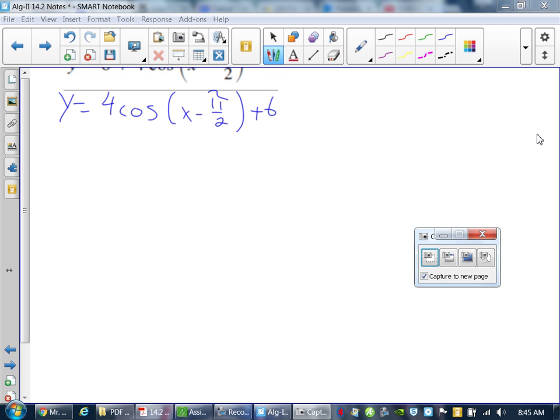As you start putting it together, always go by labeling A, B, H, and K. Our A value is 4. Our B value is 1. Our H is pi over 2. And our K value is 6. That means that our period is 2 pi, because it's just 2 pi over 1. We're going to have a horizontal shift to the right of pi over 2.